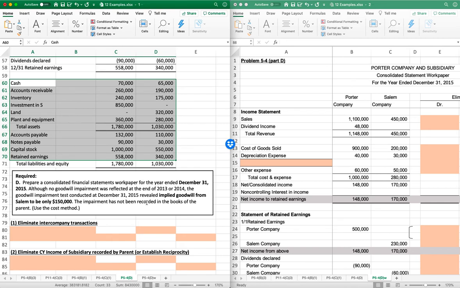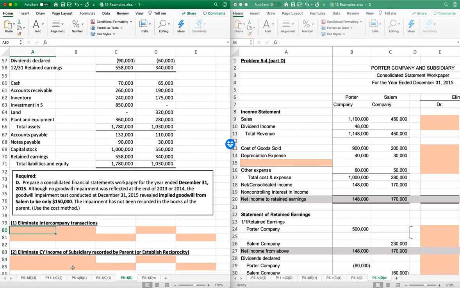Although no goodwill impairment was reflected at the end of 2013 or 2014, the last 2 examples we just did, the goodwill impairment test conducted at December 31st, 2015 revealed implied goodwill from Salem to be only $150,000. The impairment has not yet been recorded on the books of the parent. And they're just reminding us that we are going to continue using the cost method in this example.